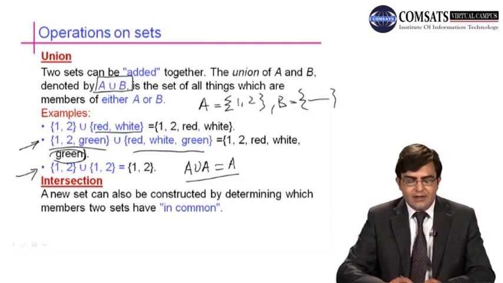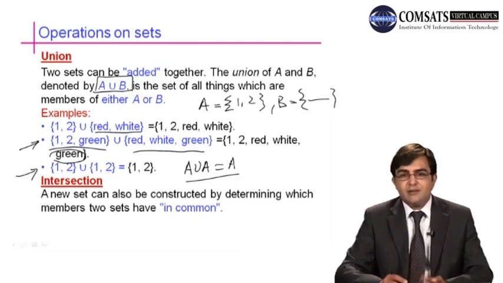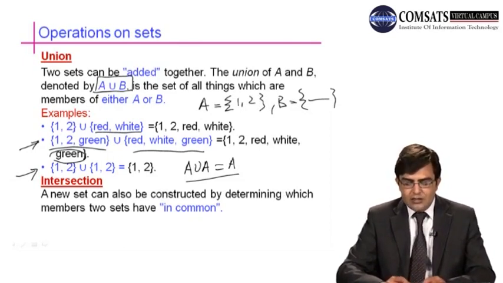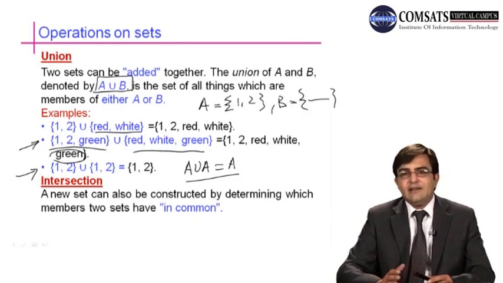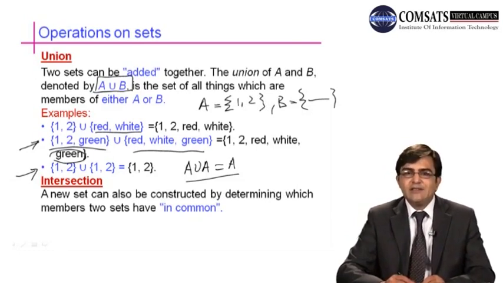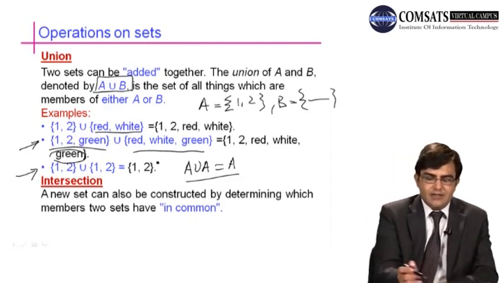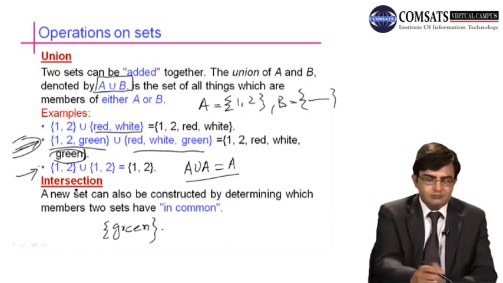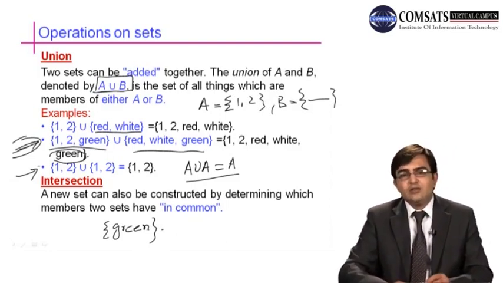Now the intersection of any two sets A and B. If we take two sets A and B, then the intersection is basically another new set which takes only those elements in both sets which are common. For example, the intersection of these two sets, in the second example, will be a new set which contains only green. So in intersection we take only those elements which are common in both sets.